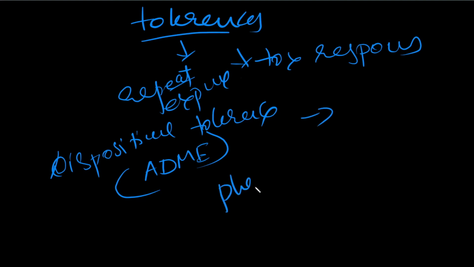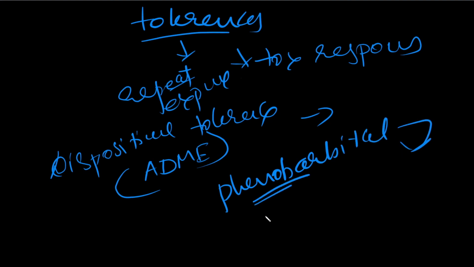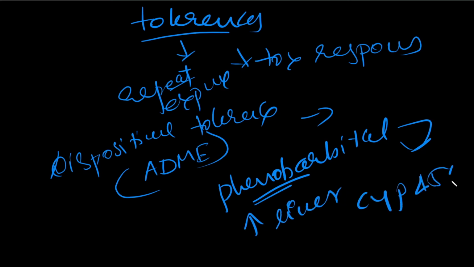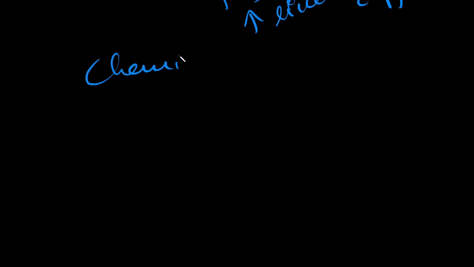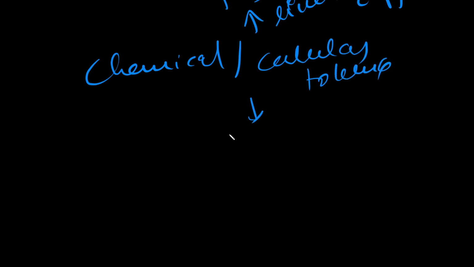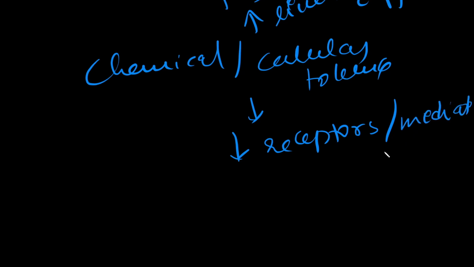An example is phenobarbital. Phenobarbital produces tolerance to itself by increasing the liver microsomal enzyme expression. Then there is chemical or cellular tolerance. This is a type of tolerance that is affected by receptors, a decreased number of receptors, or a decreased number of mediators such as neurotransmitters.